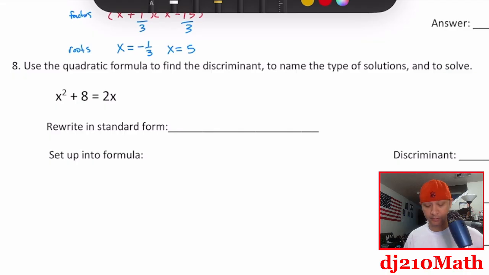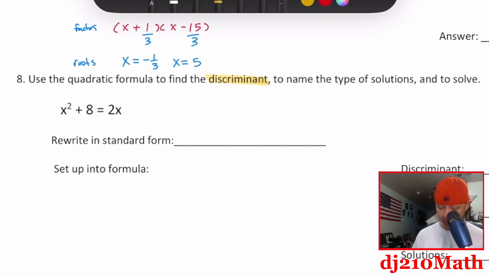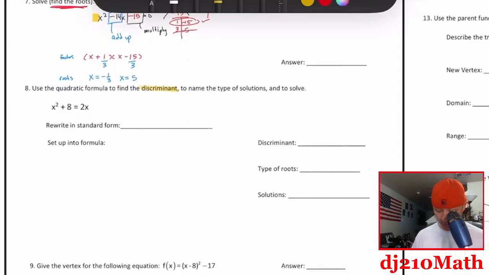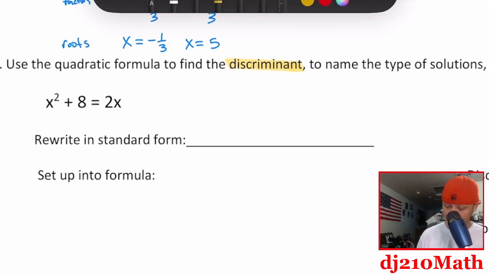All right. Use the quadratic formula to find the discriminant. Okay, there's a fancy word. So the discriminant. What's the discriminant? So let's talk about that before we finish this question. So the discriminant is part of the quadratic formula. All right, so is the quadratic formula written anywhere? No. All right, check it out.